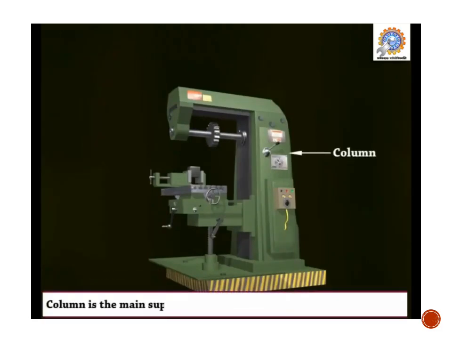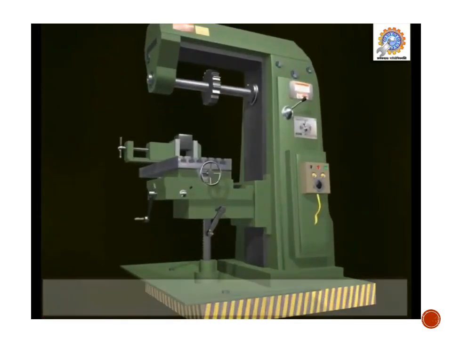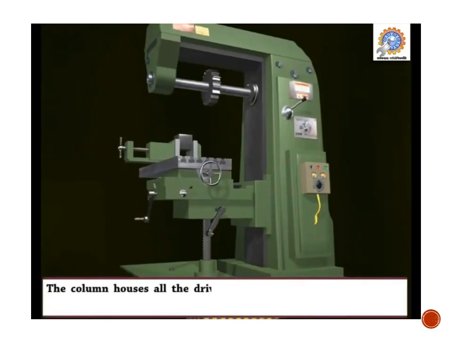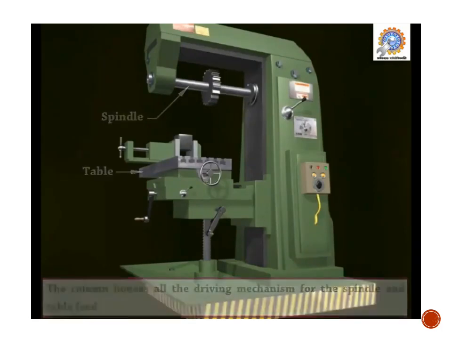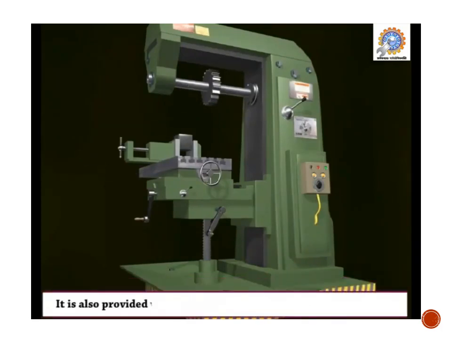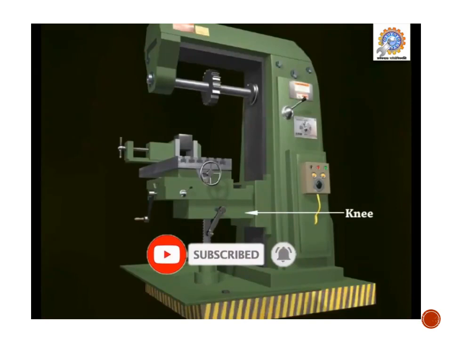The entire machine is structured with the help of a column. Column is the main supporting frame mounted vertically on the base. And you can see the column also houses all the driving mechanism for the spindle and the table feed. The table and spindle are as shown in the figure. It is also provided with the guideways to slide the knee up or down.